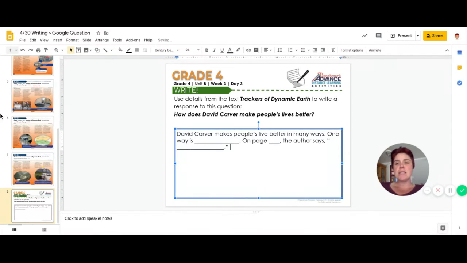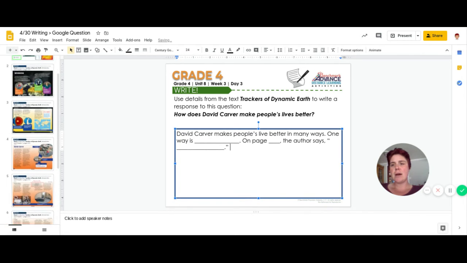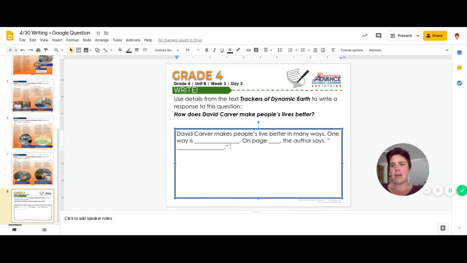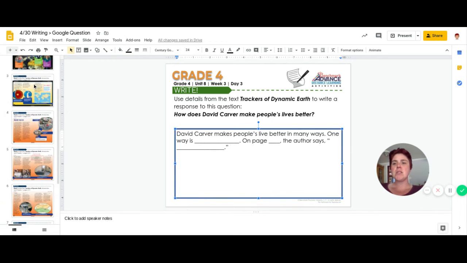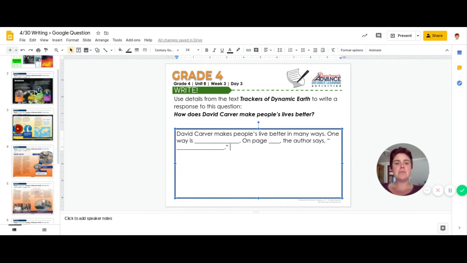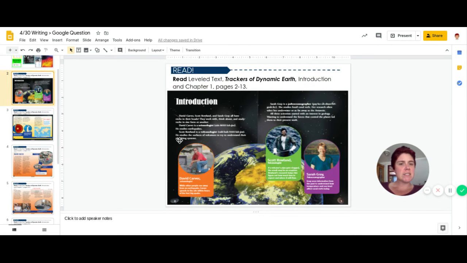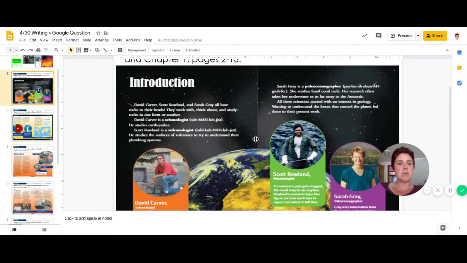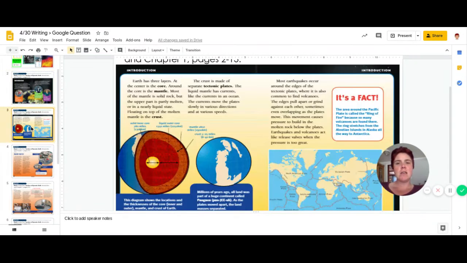Now, let's go back and look for where it talked about how David Carver made people's lives better. So we're going to go back to the beginning of the article. This is an introduction. And remember, if you can't see it clearly, we should hit the zoom button so that we can read a little bit more clearly. So here it's our introduction. Next, we're talking about tectonic plates. So this doesn't seem like we're talking about how David Carver makes lives better.